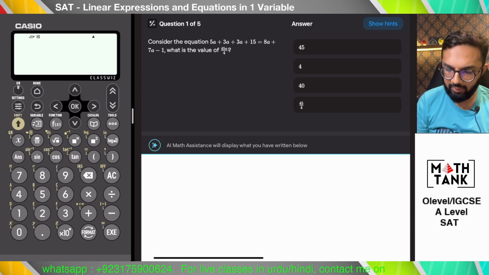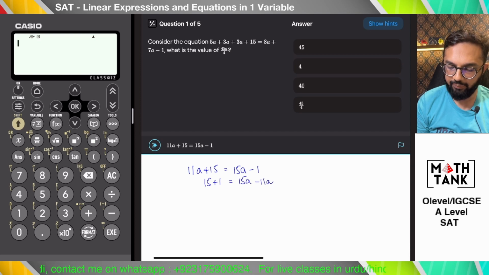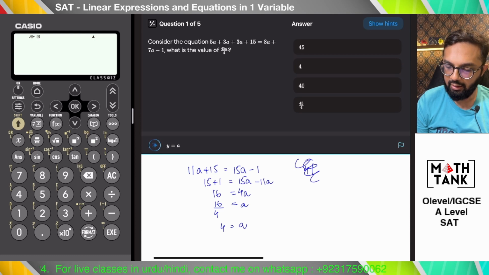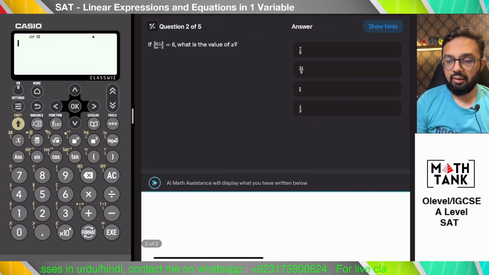This has considered the equation 5a plus 3a plus 3a plus 15 equals 8a plus 7a minus 1. What is the value of 45a over 4? So I have 11a on this side and I have 8a plus 7a, so that's 15a again, minus 1 on this side. I am going to shuffle these around and say that 15a minus 11a, that's 4a, and that's 16. So a is 16 divided by 4. Okay, so a is 4, but I'm not interested in the value of just a. I want the value of 45a over 4, so that should be 45, and that should be the correct answer. Yes, that is the correct answer.